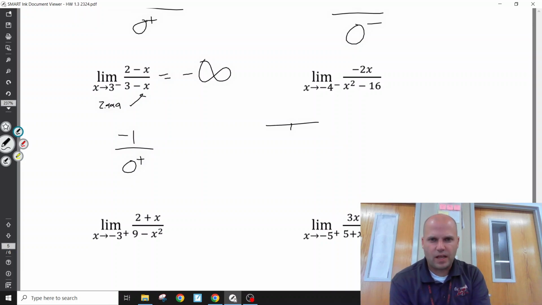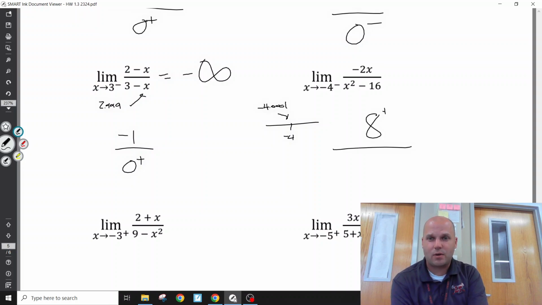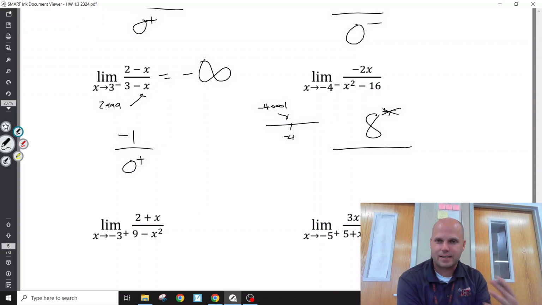If I'm to the left of -4, -4.0001, multiplied by -2. Yeah, it is +8. It might be 8 to the left. It might be 8 to the right. I don't care about that because it's still going to be close to +8. The sign's not going to change. We're fine.